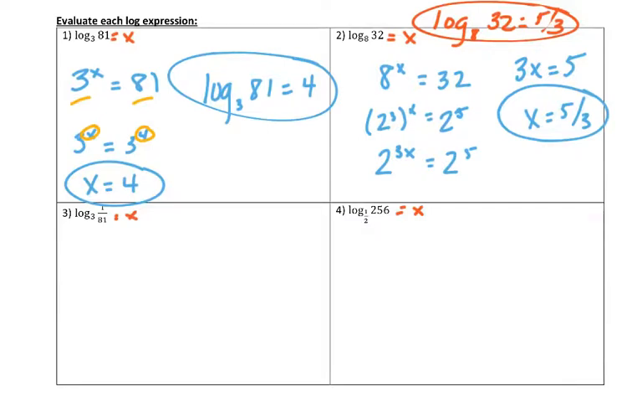All right, these next ones we're going to convert just like we did. 3 to the power of x equals 1 over 81. Now here's the thing that's a little bit different: we have a fraction in there. 3 and 81, that's what you're looking at first. It's the same as how we did it in number 1.